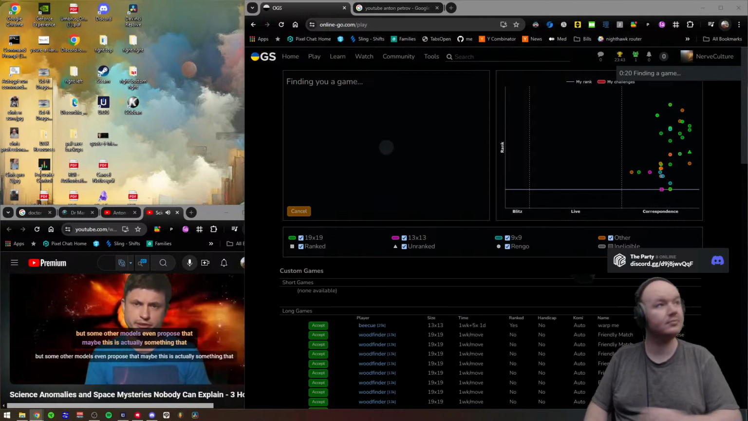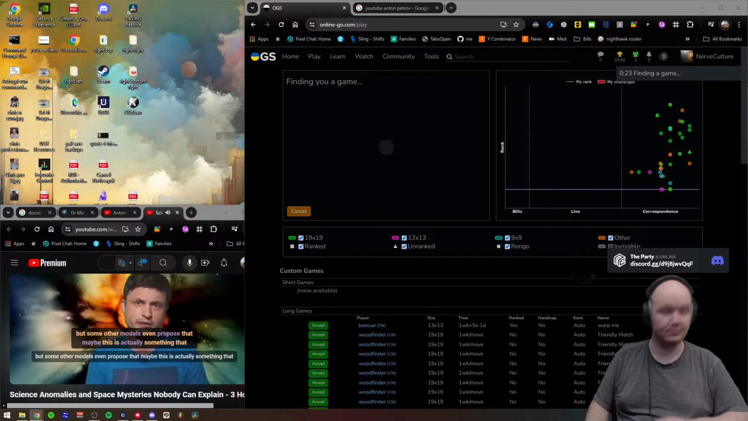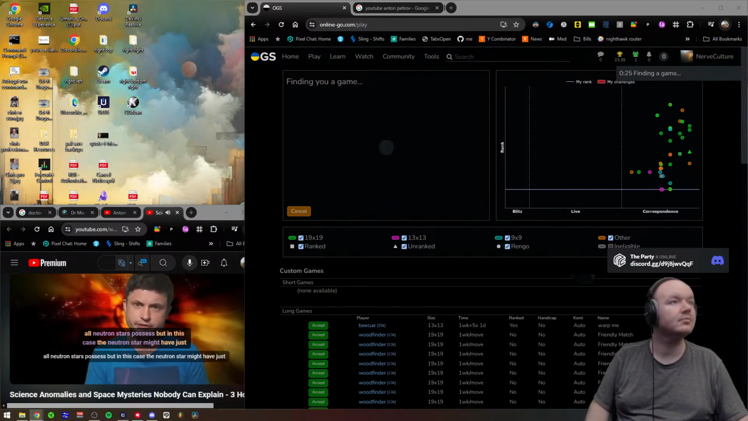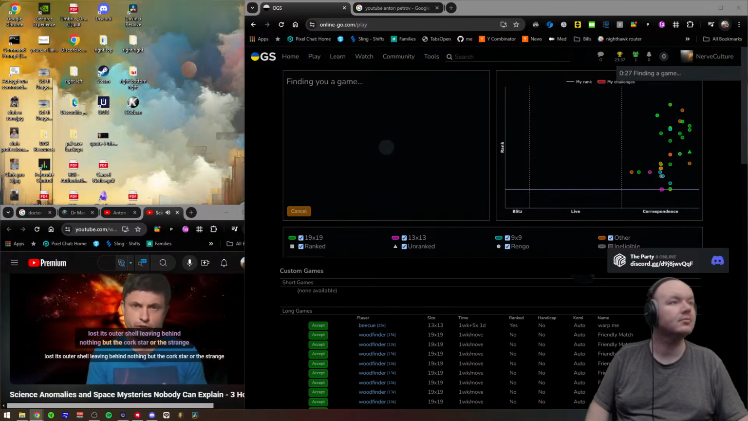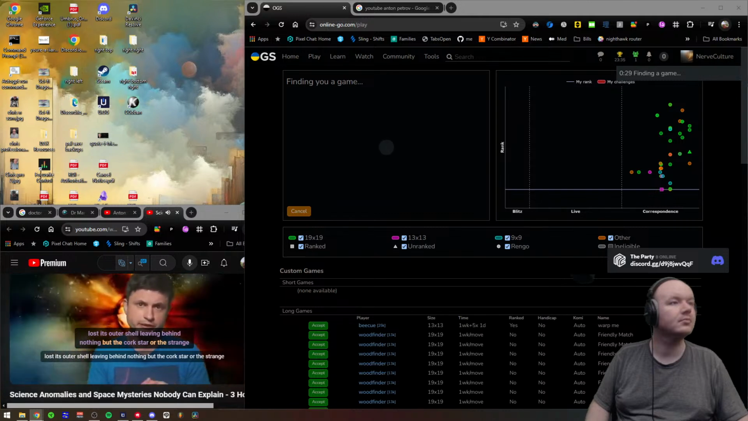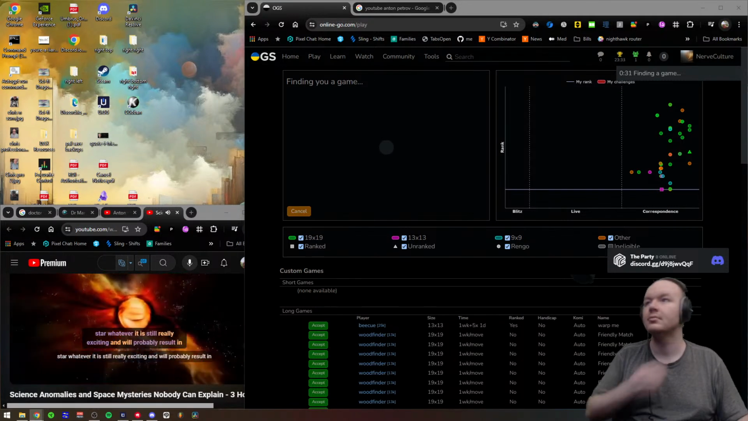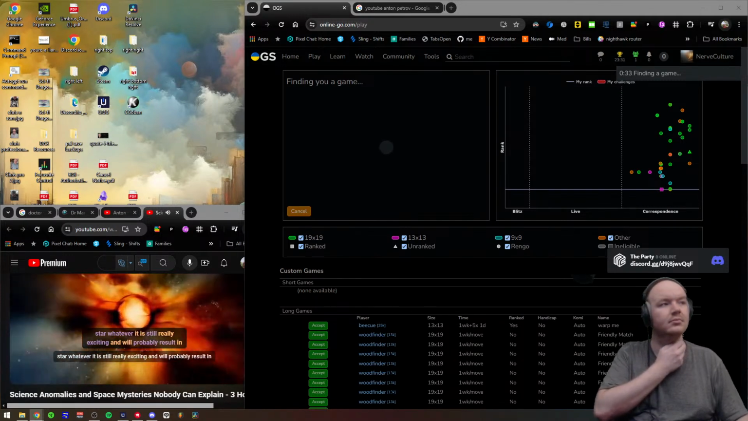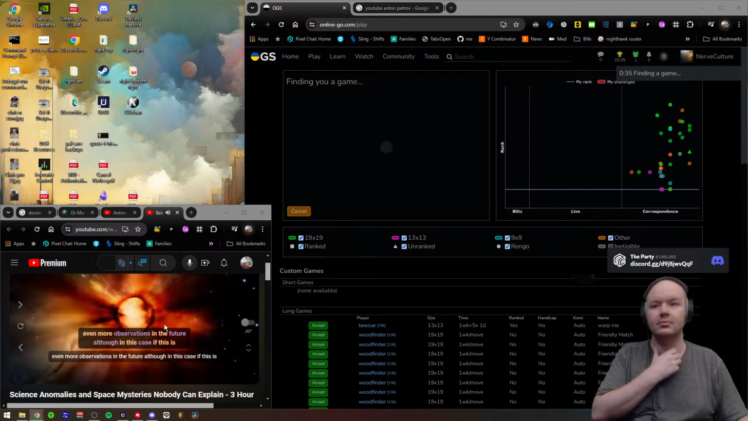But some other models even propose that maybe this is actually something that all neutron stars possess, but in this case the neutron star might have just lost its outer shell, leaving behind nothing but the quark star or the strange star. Whatever it is, still really exciting and will probably result in even more observations in the future.